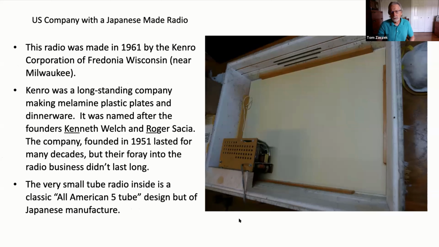It was made in 1961 up near Milwaukee in this town of Fredonia, which I've never been to, but I've been to Milwaukee. If you know about melamine plastic dinnerware, Kenro was the company that made these things. The two founders are the guys there, Kenneth Welch and Roger Zaczek, and they named the company when they founded it in 1951. It was a very successful company making dinnerware, but they only made these radios for like one or two years. The radio was made in Japan, that much I know. I don't know if they made the frame there as well.